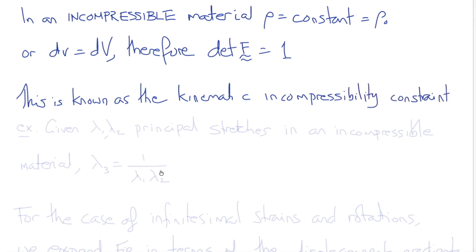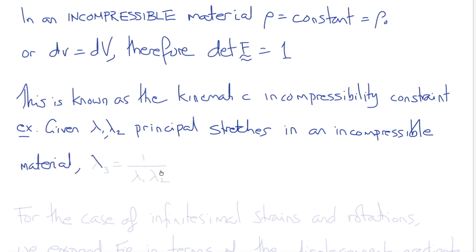So if a continuum is incompressible, we can use this constraint to determine part of the stretch. For example, given lambda 1 and lambda 2 as principal stretches in an incompressible material, we can use a kinematic incompressibility constraint to show that lambda 3, the third principal stretch, must be 1 over lambda 1 times lambda 2.